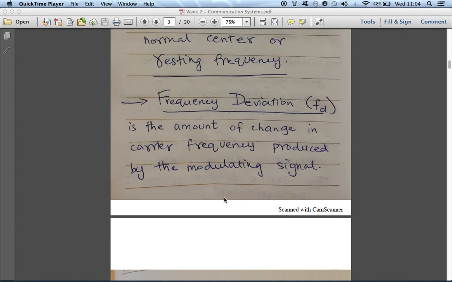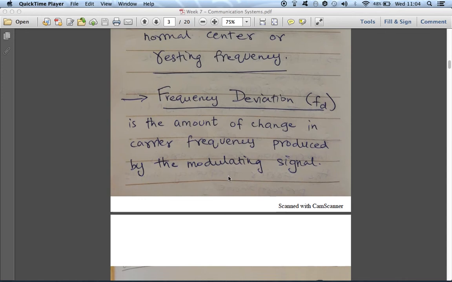Now let's have a discussion on frequency deviation terminology. This is the amount of change in the carrier frequency produced by the modulating signal. So if we have a modulating signal applied at the input of the modulator, and let's suppose it is at its minimum amplitude, and when that amplitude changes from minimum to maximum amplitude, then the frequency of the carrier changes from minimum frequency to maximum frequency in that aspect of time, and the difference between the maximum and the minimum frequency will result as the frequency deviation.